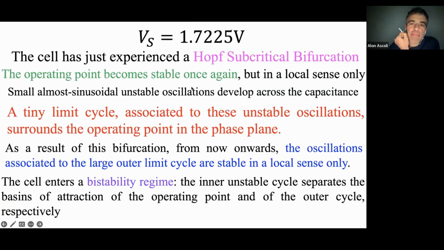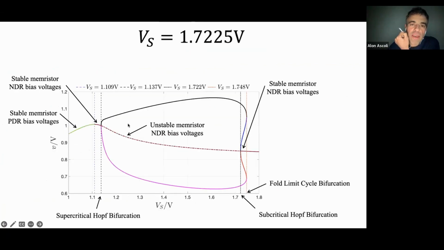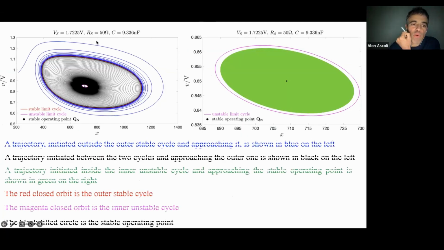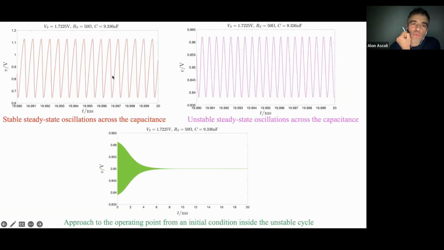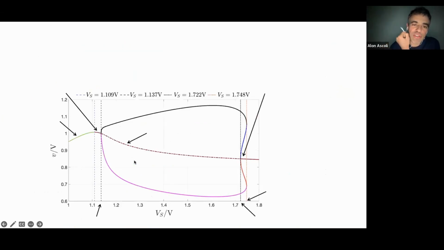And then at some point, there is the subcritical Hopf bifurcation. So now we are at the point where my pointer is moving here. What happens is that the blue trajectory moves to the red orbit. The black one also moves to the red orbit, but we have another cycle that has just been born, in magenta. It's unstable. So the green trajectory actually moves toward the operating point that has returned to be stable now. So we have stable oscillations in red, unstable oscillations in magenta, and this is the trajectory that, inside the unstable cycle, moves to the operating point.